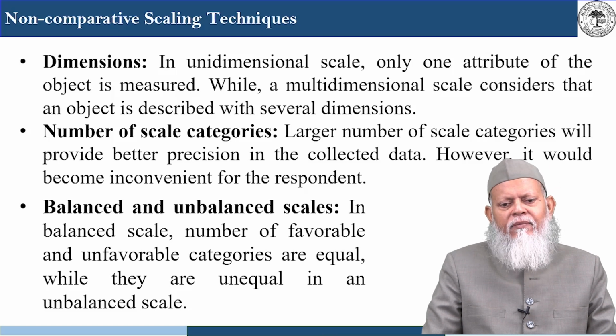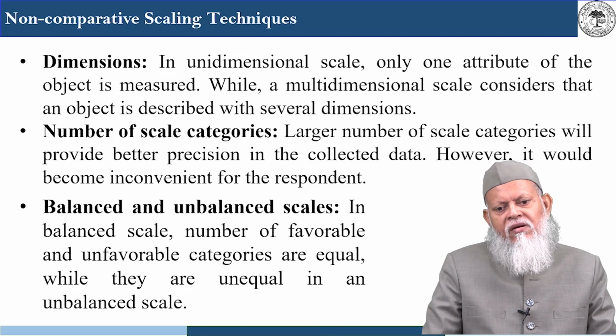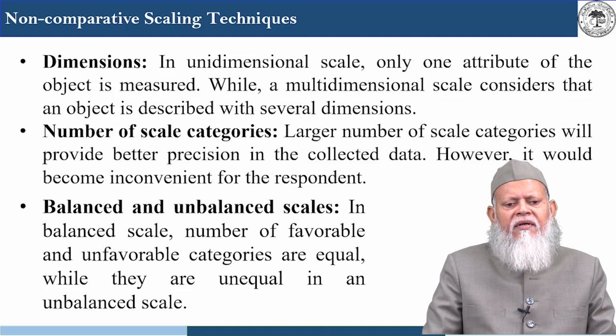Then there are balanced and unbalanced scales. In balanced scale, the number of favorable and unfavorable categories are equal, while they are unequal in an unbalanced scale. So, in making a scale, we have to be very particular that the scale is balanced, because if we do not have a balanced scale, then it may not give the true picture of the phenomena. So unbalanced scale have to be avoided.